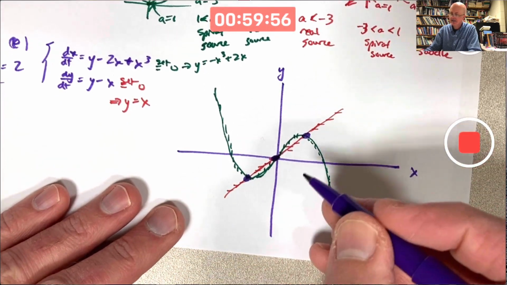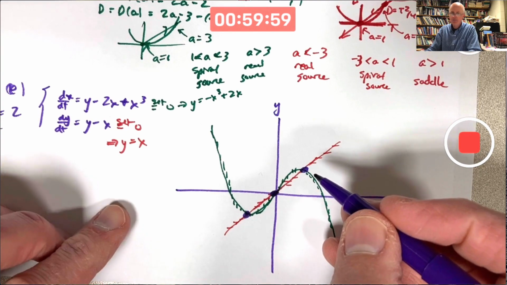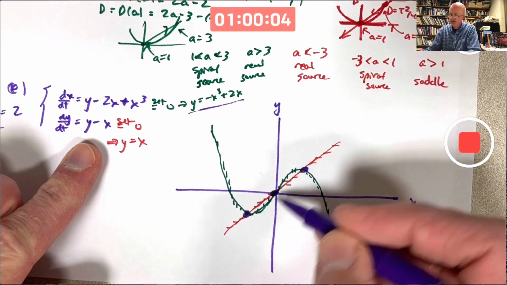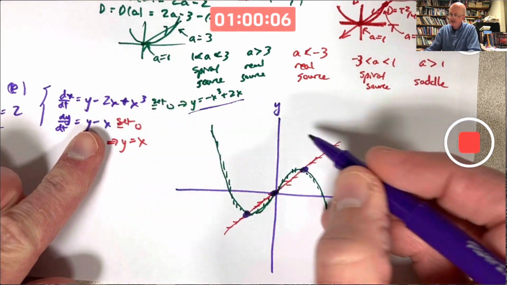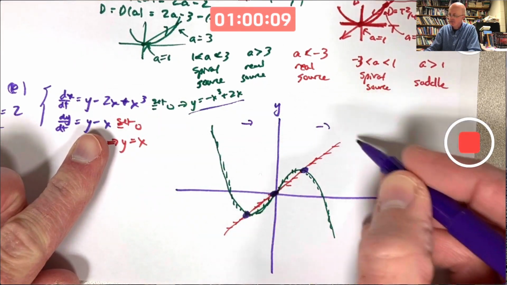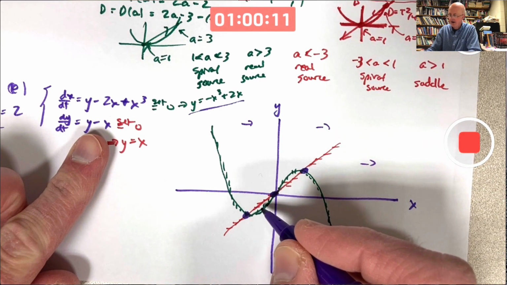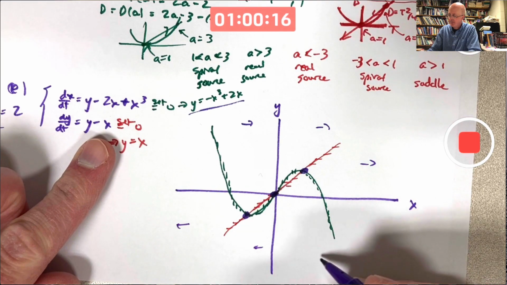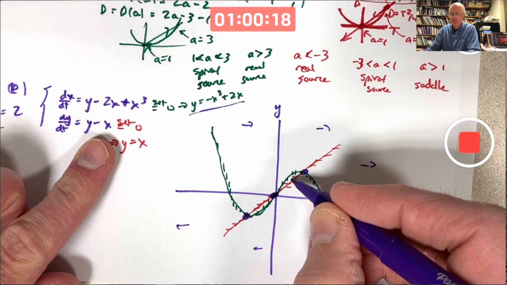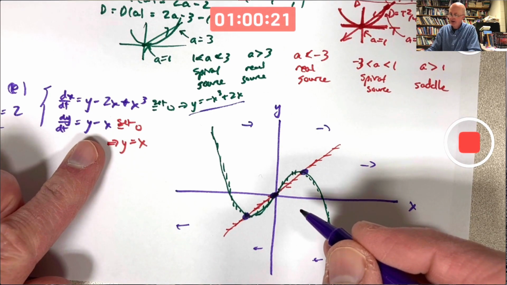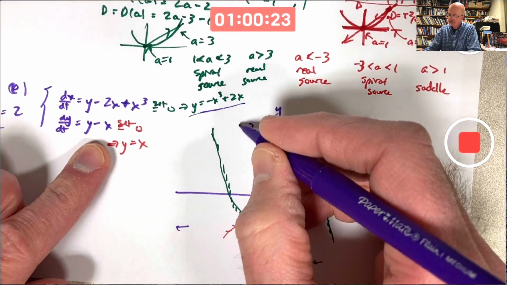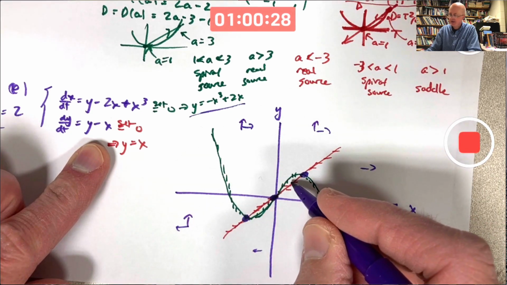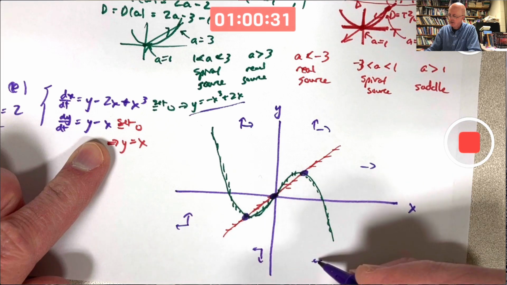You need to check the signs of dx/dt in the different regions. When we're above this cubic, dx/dt will be positive, including down in there, and negative when you're below the cubic, including in here. dy/dt will be positive when you're above the line y equals x, including in here, and negative when you're below the red line, y equals x.